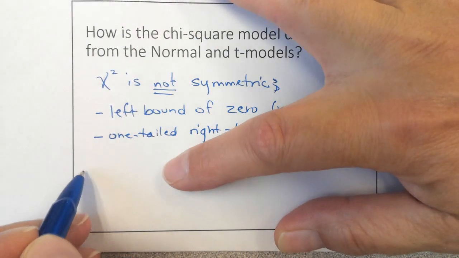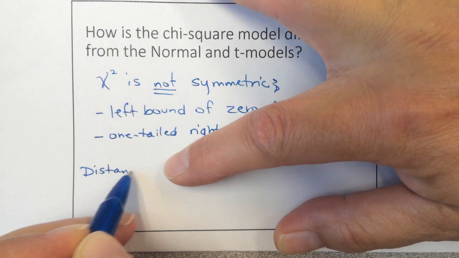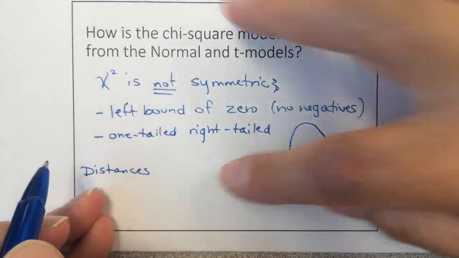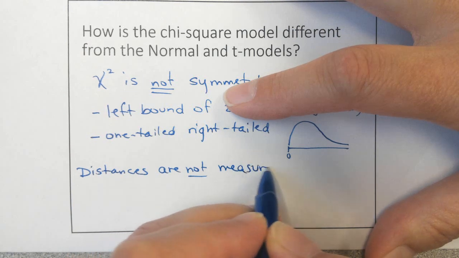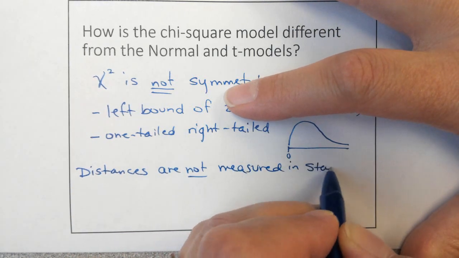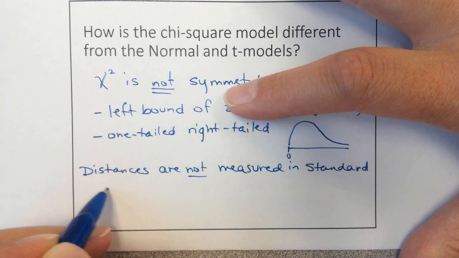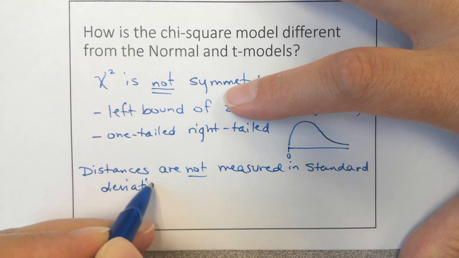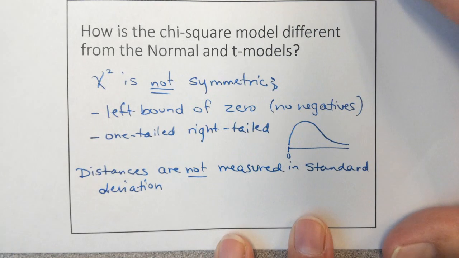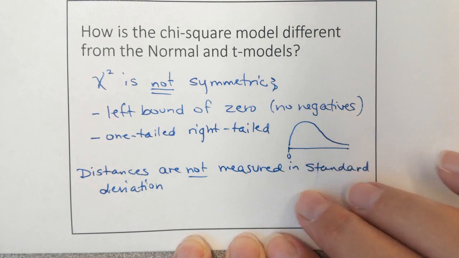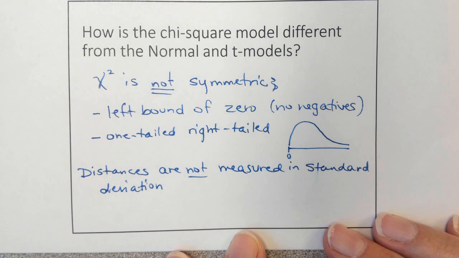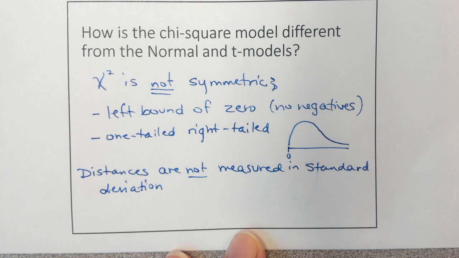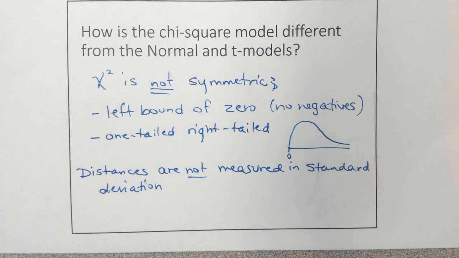Other differences is that distances between values on this curve are not measured in standard deviations. You do not compute a standard deviation in a chi-square test. So measures of spread are not the same as they are for the other models. And we won't really worry about it because it's not symmetric. It's not like we're looking for how far we are from the center anymore.